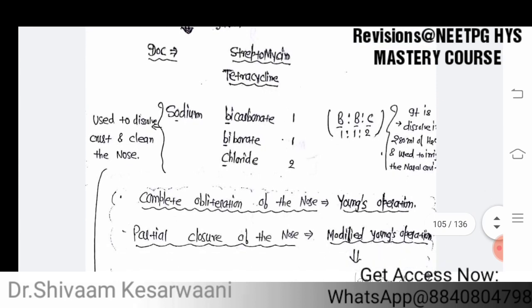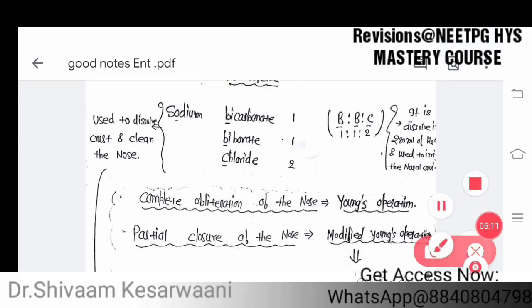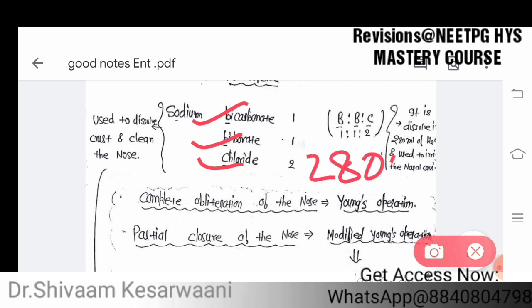And if you want to see the management, the principle of medical management is removal of crust and treatment of infection along with prevention of further formation of crust. How is this possible? You can give the patient an alkaline nasal douche which contains sodium chloride, sodium bicarbonate and sodium biborate in the ratio of 1:1:2. It is dissolved in around 280 ml of distilled water, and it is used for washing the nose to remove the nasal crust. So this is one of the modalities.